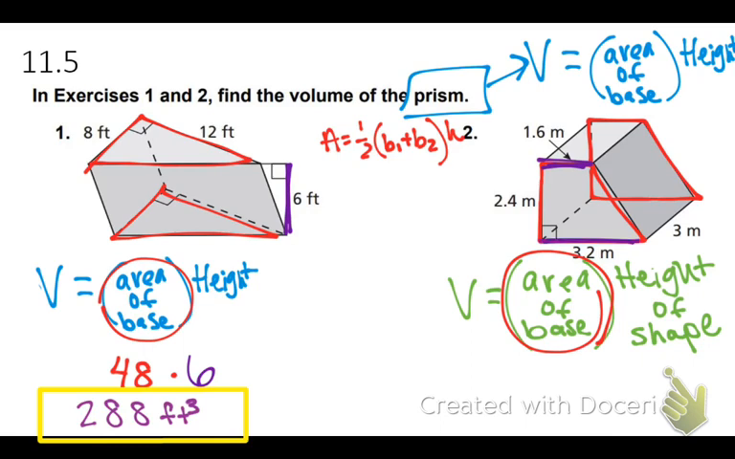So we're going to have 1/2 times 1.6, 3.2. And then what is the height of the trapezoid alone? 2.4. It is 2.4. All right, so we add. What is 1.6 plus 3.2? 4.8.